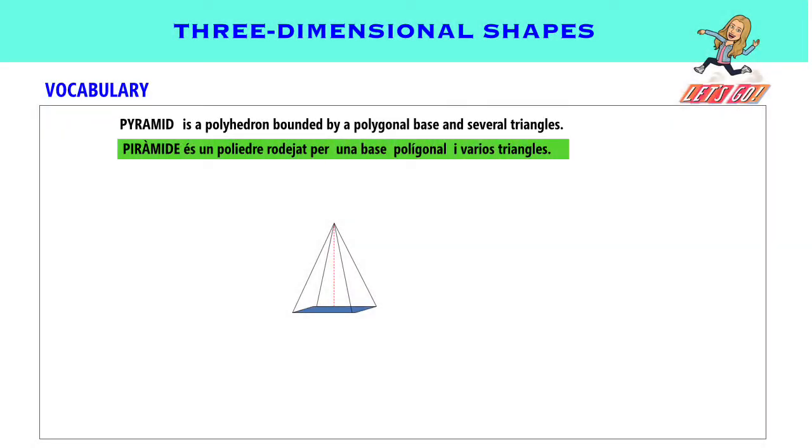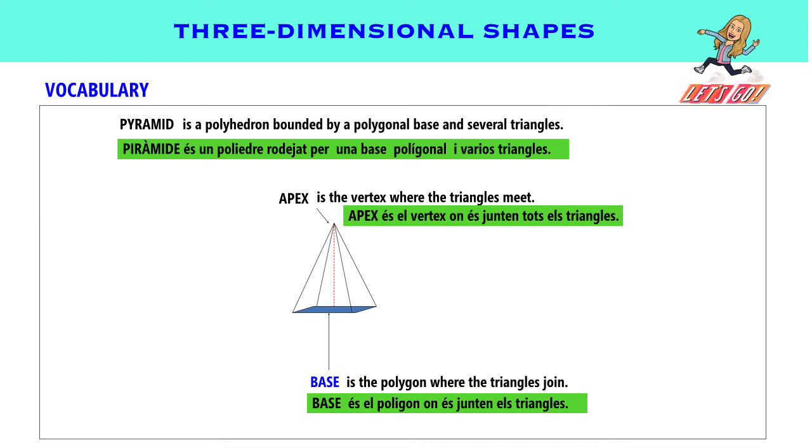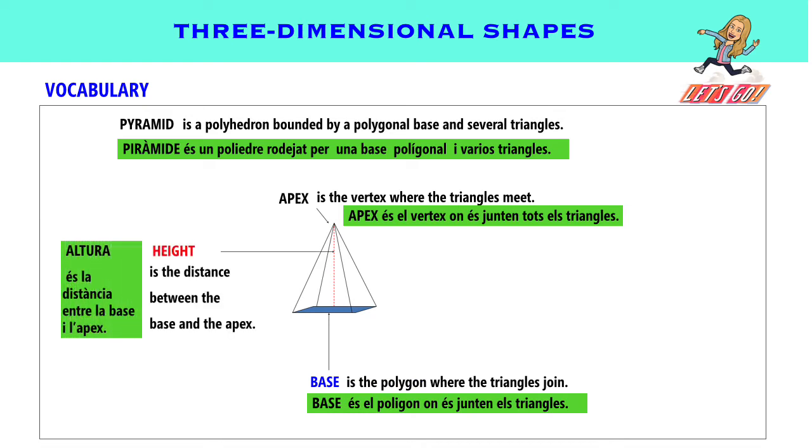Pyramid is a polyhedron bounded by a polygonal base and several triangles. Apex is the vertex where the triangles meet. Base is the polygon where the triangles join. Height is the distance between the base and the apex. Lateral faces are the triangles.